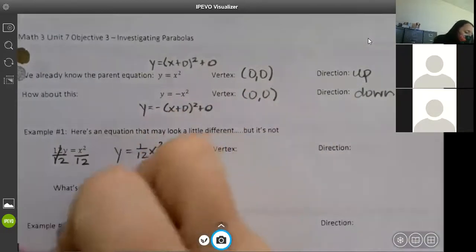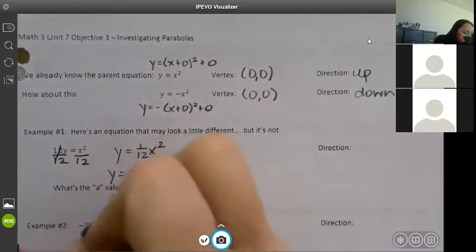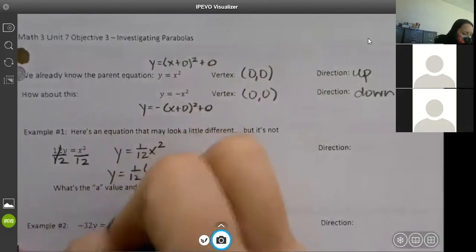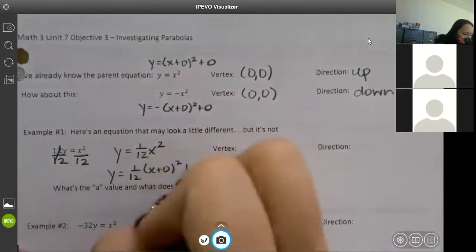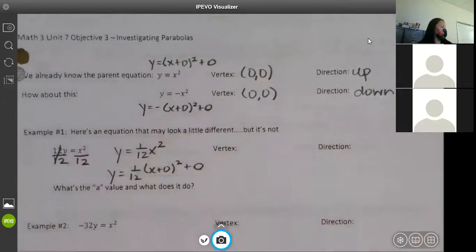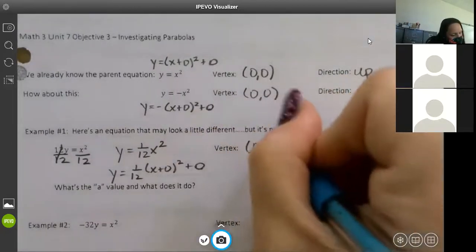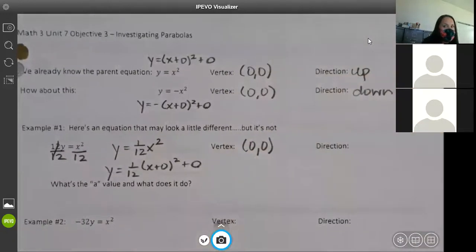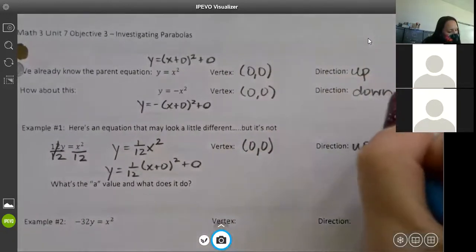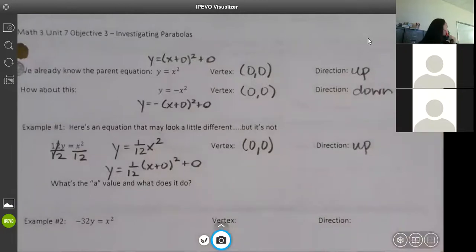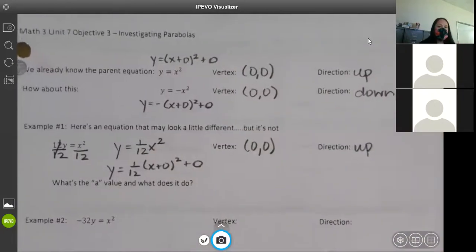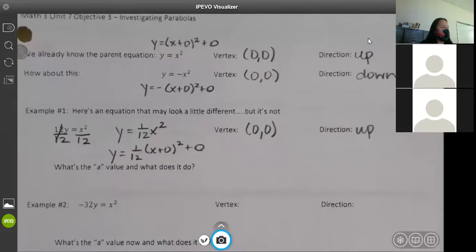All right, so again, if I had to write that in vertex form, and this is just me giving you a visual, if you already know it, you don't have to write it. What would your vertex be? 0, 0. And what is your direction? And why is it up? It's a positive 1/12. Yeah, everything you already know, right? Okay. So what is the A value?